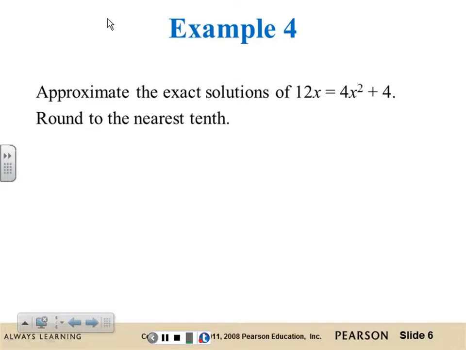Okay, let's try this one. Approximate the exact solutions of 12x equals 4x squared plus 4. Round to the nearest tenth. Now, when you solve this, we're going to be dealing with radicals. When you solve with radicals, these are called irrational numbers, which means the decimals go on forever and ever. And so when you have to round a decimal, you are approximating, which means it's approximately this answer, but not exactly this answer. So we are approximating the exact solution. We can't give the exact solution because we're rounding.